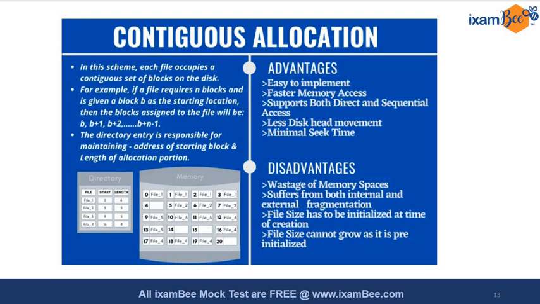The file system has to be initialized at the time of creation. So whenever you are going to create a file, you have to give the size of that file. After that, you might not be able to increase the size, and many times you might end up losing memory as unused. Here the file size cannot grow as it is pre-initialized, because you must know the length. What is the length of a file? That is the size. So these are the advantages and disadvantages that come with contiguous allocation.